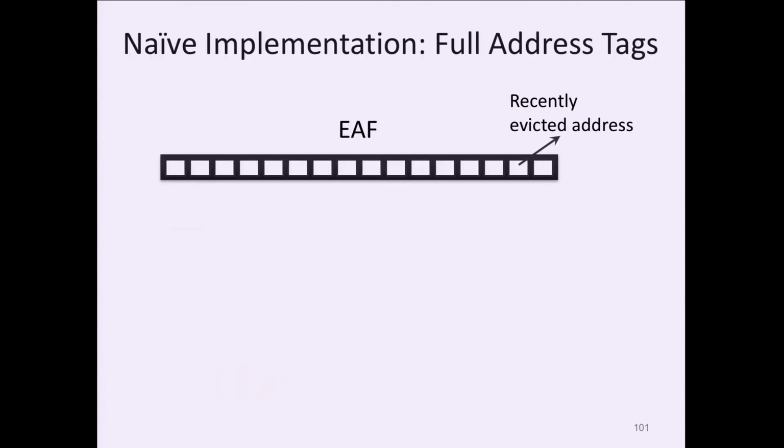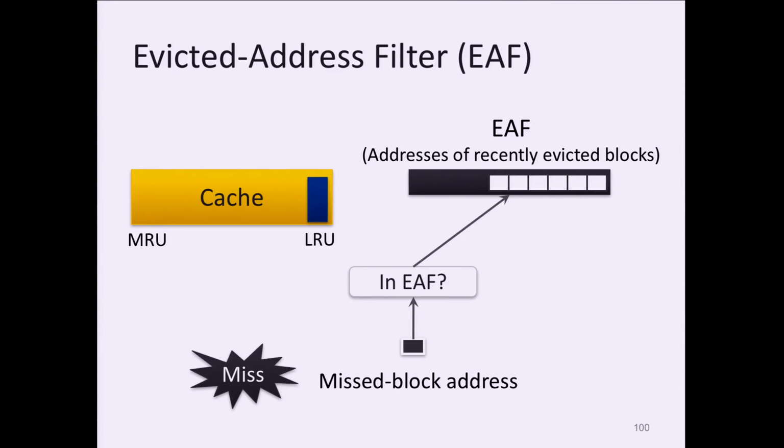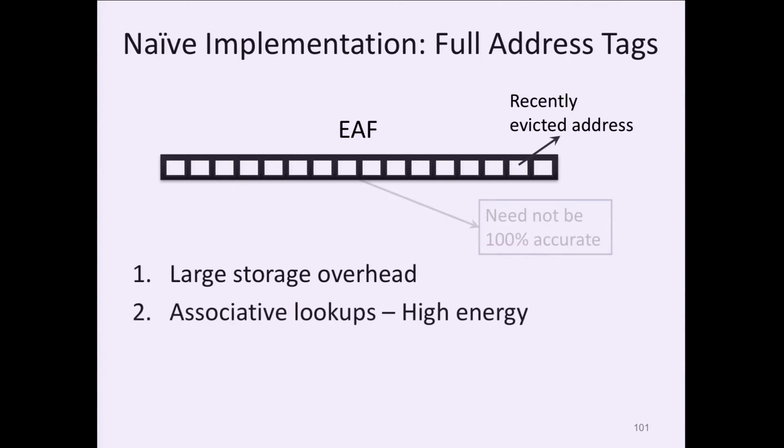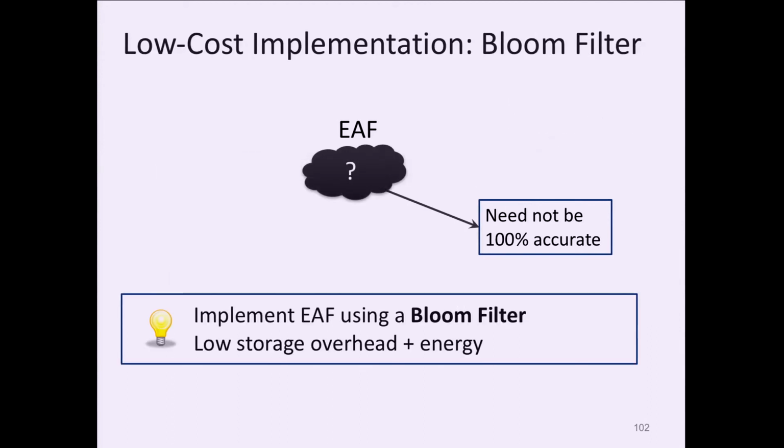So how do you implement this? We're going to talk about implementation over here because this could be really costly, actually. The naive implementation is you can use full address tags and keep the address tags of all of the recently evicted addresses, and it still has a lot of overhead. But the realization is that this doesn't need to be perfectly accurate, so you could actually turn this into a Bloom filter. You get low storage overhead and energy.